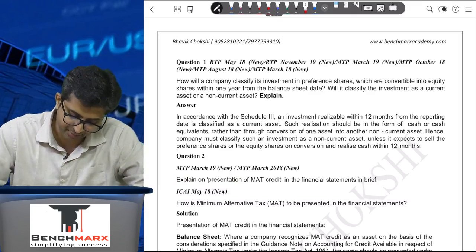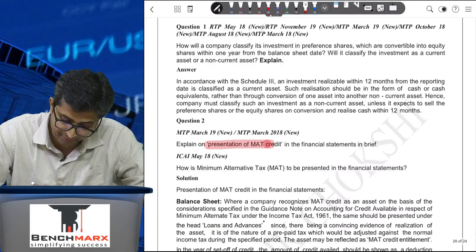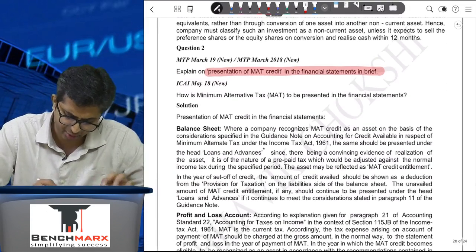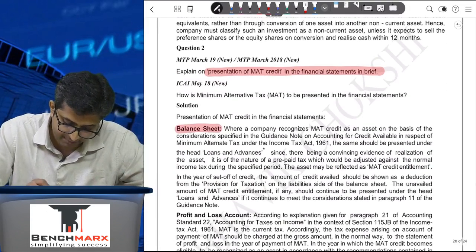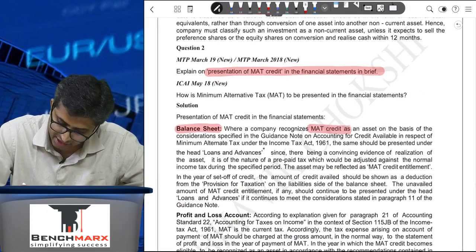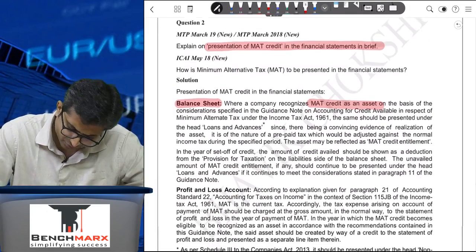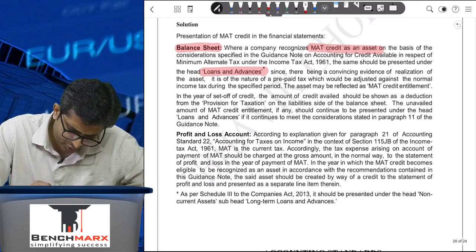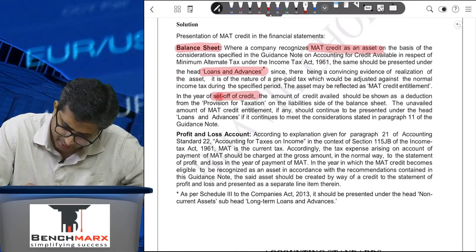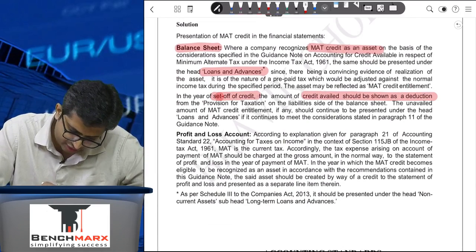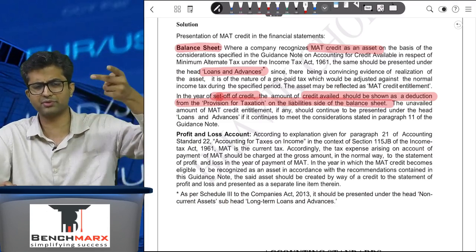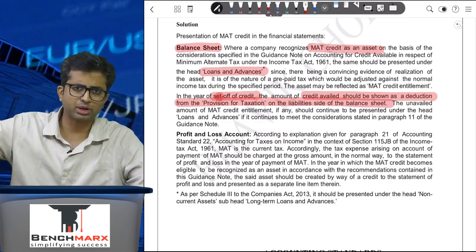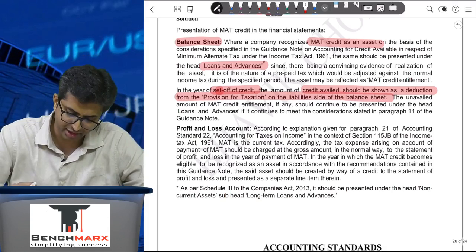So this is a very popular question, the presentation of MAT in the financial statements. I would strongly recommend you read this. Balance sheet, MAT credit is allowed to be recognized as an asset under the heads of loans and advances. In the year of set-off of credit, the amount of credit availed should be shown as a deduction from the provision of tax on the liability side of the balance sheet. So double entry, provision for tax debit, MAT in the long-term loans will be credited.